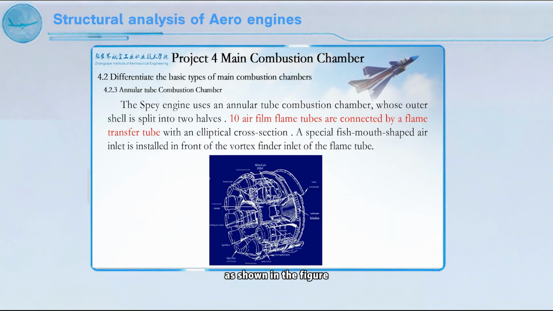As shown in the figure, the SPA engine uses an annular tube combustion chamber. Its outer shell is split into two halves. 10 air film flame tubes are connected by a flame transfer tube with an elliptical cross-section. A fish mouth-shaped air inlet with a special profile is installed in front of the flame tube vortexer inlet.